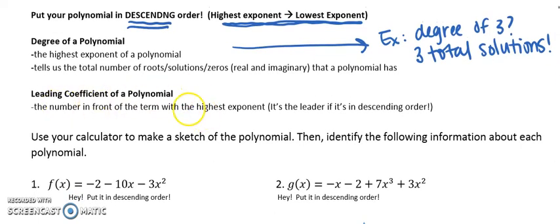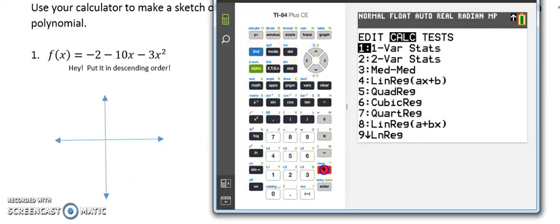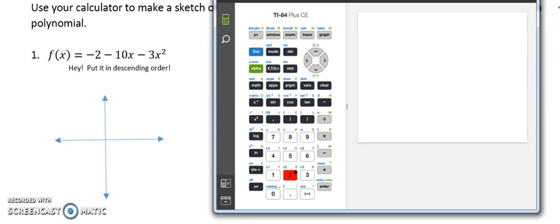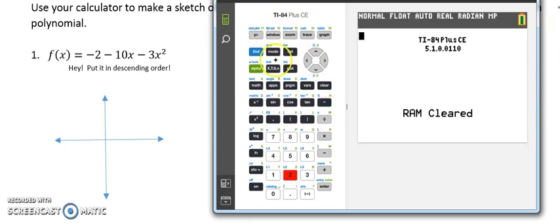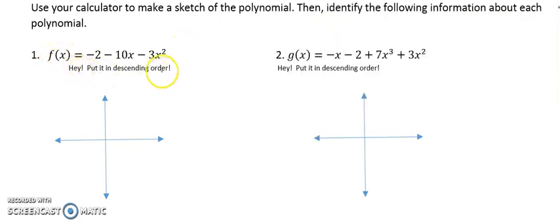Leading coefficient of a polynomial is the number in front of the term with the highest exponent. If you have it in descending order, it's the leader of that descending order. It says use your calculator to make a sketch of the polynomial, then identify the following information about each polynomial. So we'll go on our calculator. I'm going to clear mine out real quick by hitting second plus 7, 1, 2. I'm going to hit my y equals, because f of x is y, and wait a minute, they said to put it in descending order.